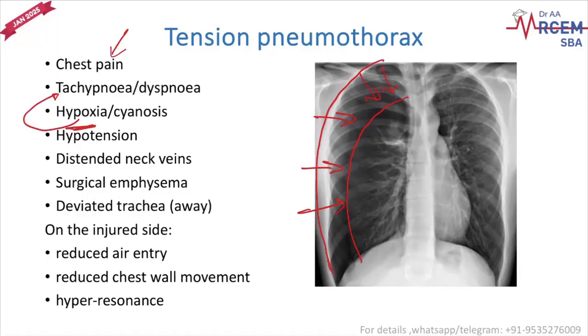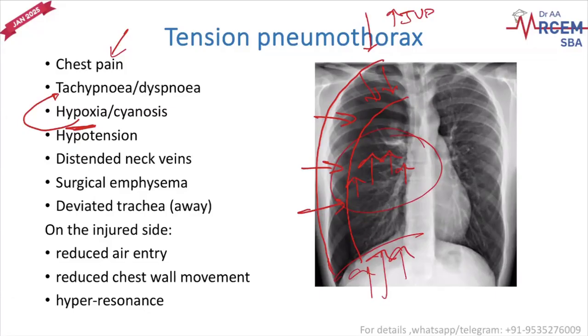Because the air is accumulating in the pleural space, the pressure in the thorax increases. So the intrathoracic pressure significantly increases. Once this happens, it obstructs the venous backflow, especially from the neck. That's why you see a raised JVP or distended neck vessels. At the same time, the blood coming from the inferior vena cava also gets hampered. That means it cannot come in because there is a lot of pressure.